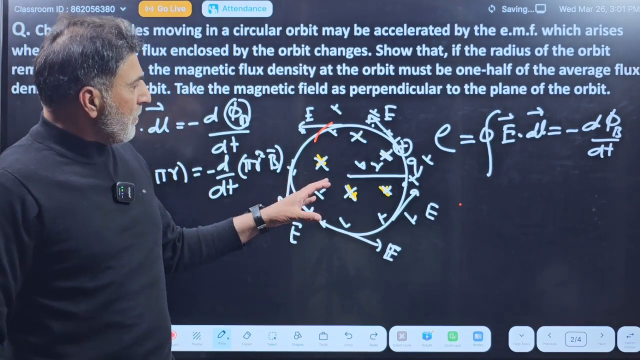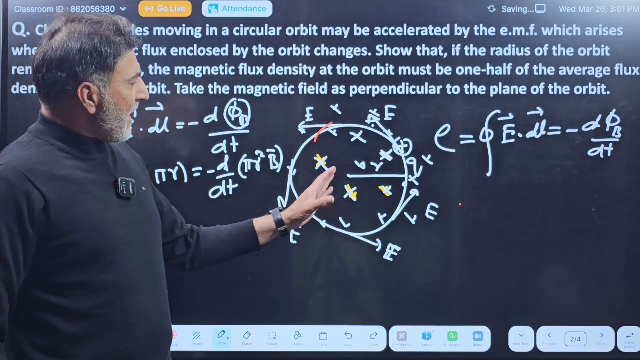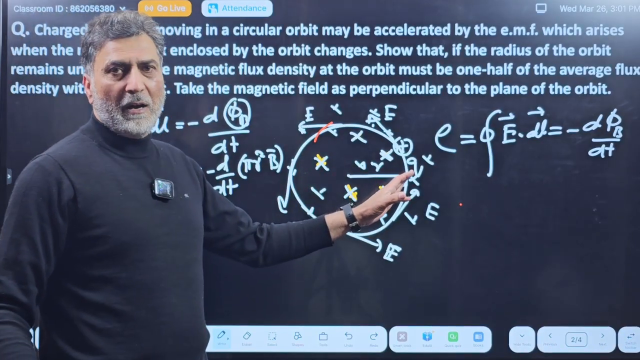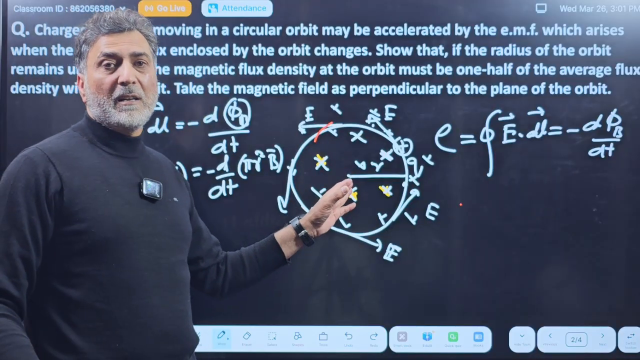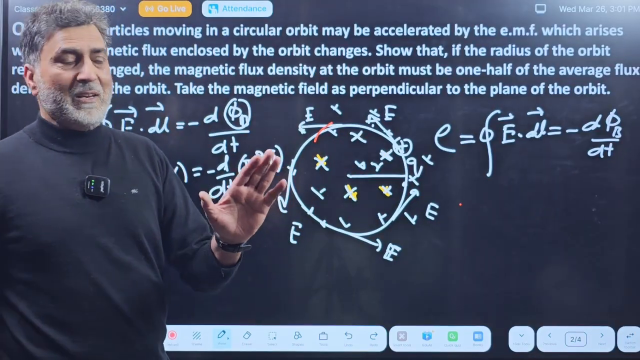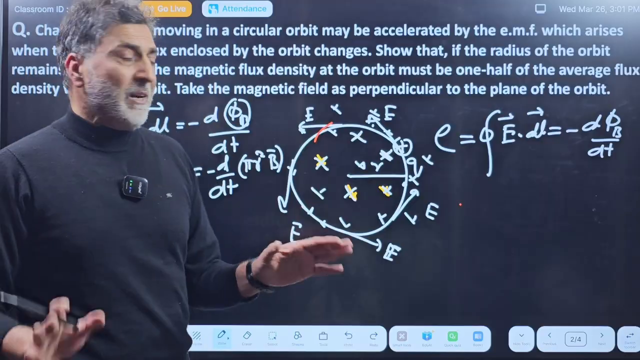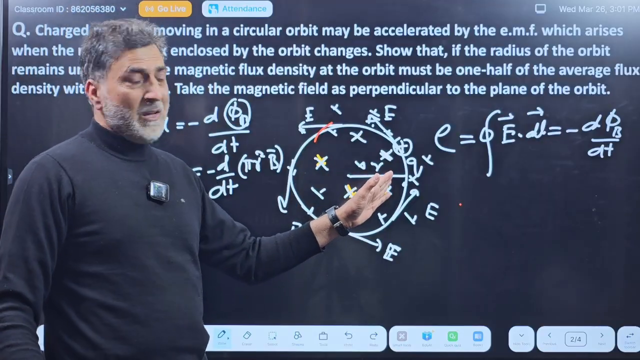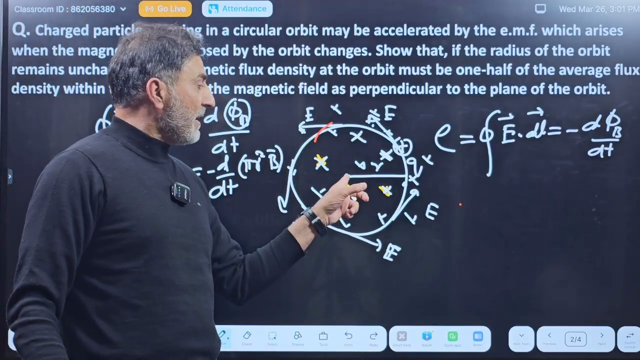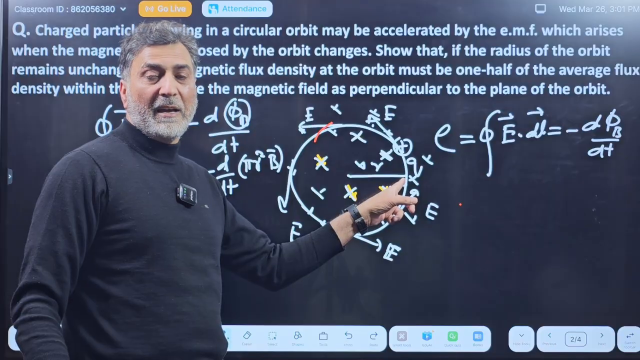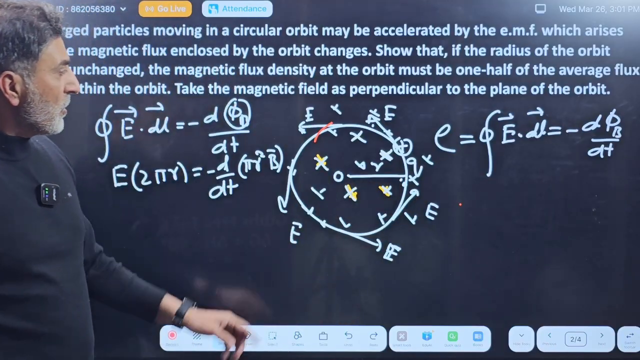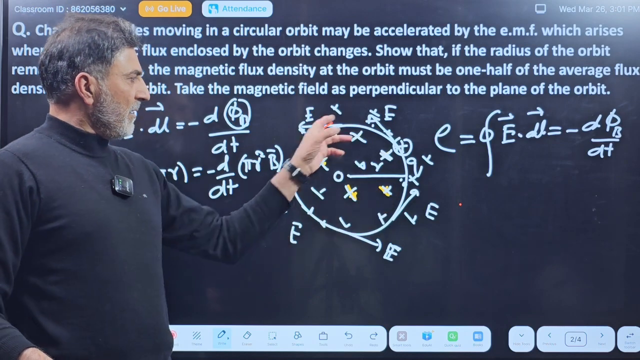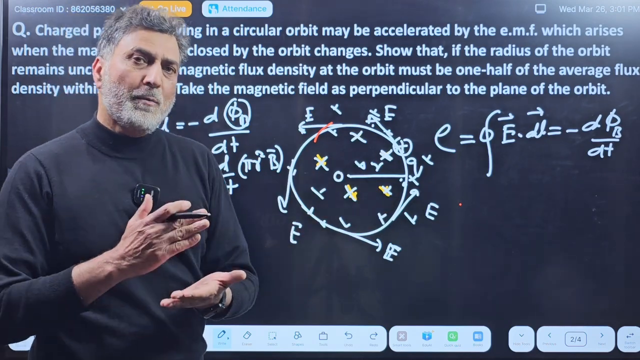Why B bar? B bar is the average magnetic field from here to the periphery. Average magnetic field in terms of space average, not time average. The magnetic field anyway changes with time, but it has also to change with space. If it changes with space, only then we can find the average from the center to the periphery, if the center is O.